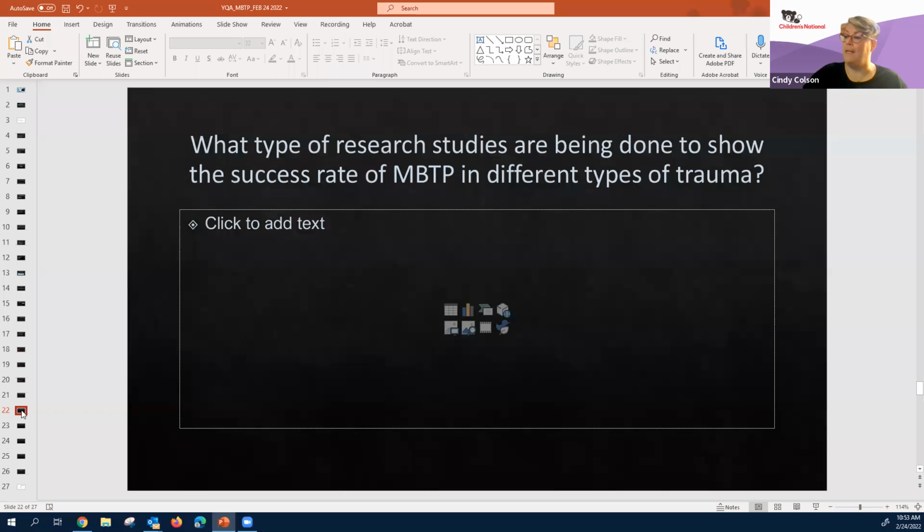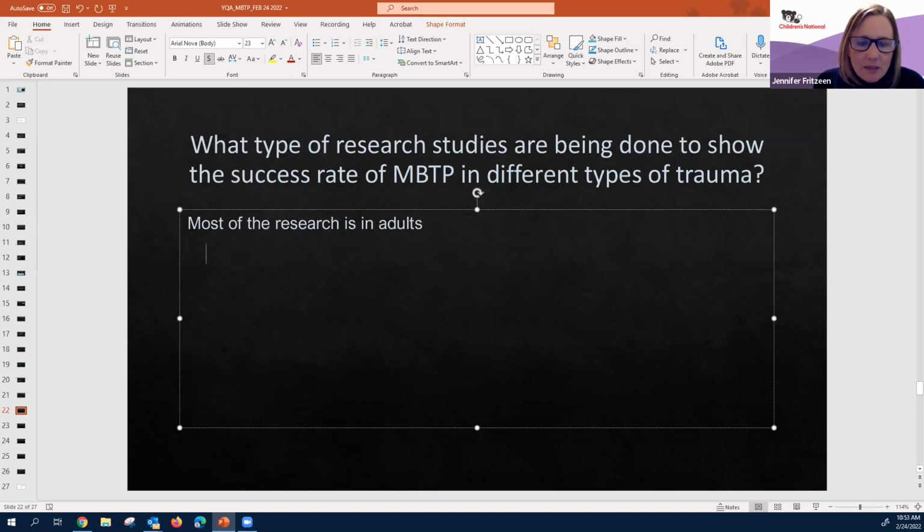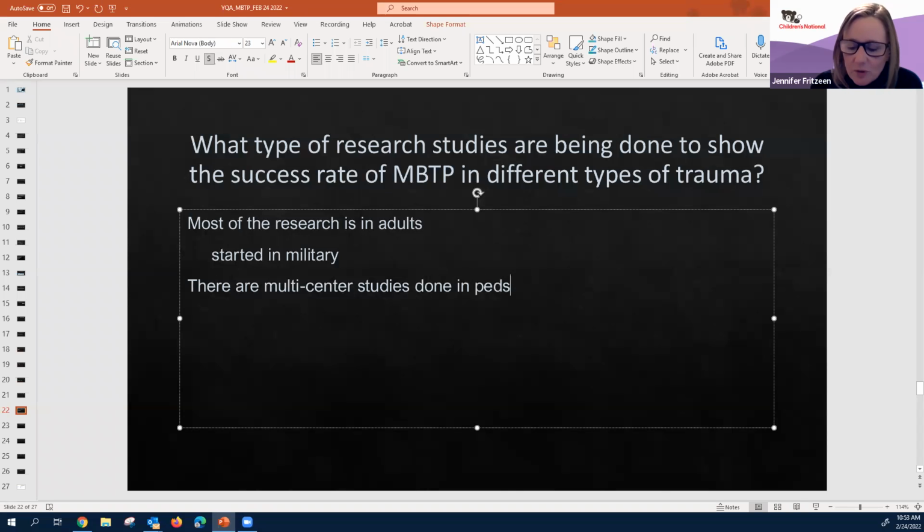What type of research studies are being done to show the success rate of MBTP in different types of trauma? Most of the research that we see in MBTP is adult research. It all started with the military. There is multi-center peds research that is being done, and so it will be out. Basically what it's doing is looking at different ways to do component therapy. But probably the latest and greatest research going on right now in the pediatric world with massive blood transfusion is how to convert to giving whole blood. And that study possibly could be coming to a hospital near and dear to you all.